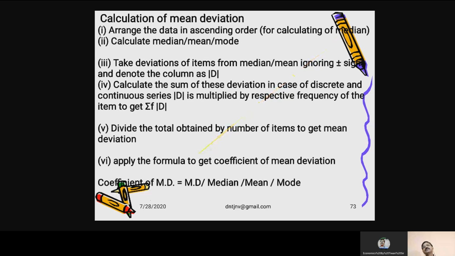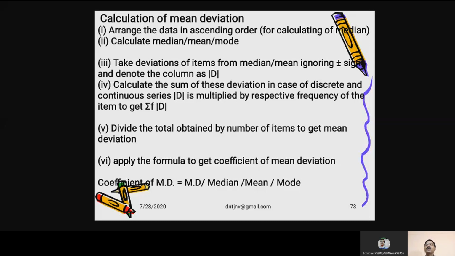Calculation of mean deviation. Step 1: arrange the data in ascending or descending order. Then calculate mean, median, mode, and take deviations of items from median or mean, ignoring plus minus sign, denoted as modulus of d. Then step 4: in case of discrete and continuous series, modulus of d is multiplied by the respective frequencies to find sigma f into modulus of d. Then divide the total obtained by the number of items to get mean deviation.